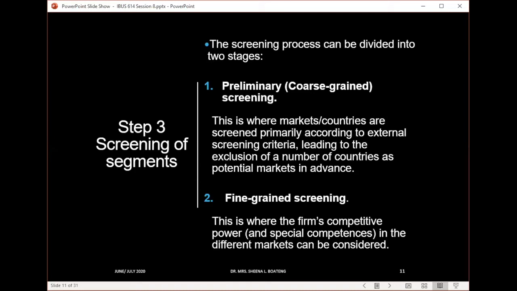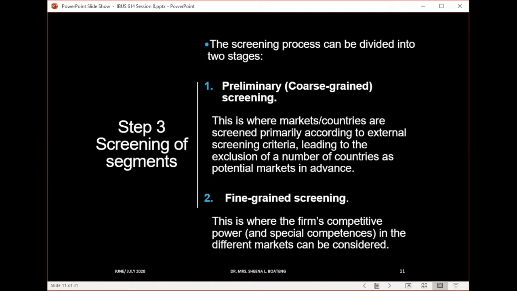Now, the preliminary screening or coarse-grained screening is where the markets and the countries that are screened by the firm are primarily done according to external screening criteria, right? So they use criteria that are external to the firm. And this is where we look at all the different micro and macro level factors like the inflation levels, political issues, socio-cultural issues, among others. And this helps us to do a preliminary level of analysis where we can exclude a number of countries that do not meet certain criteria that we are looking for.